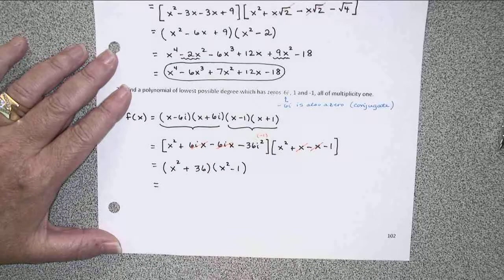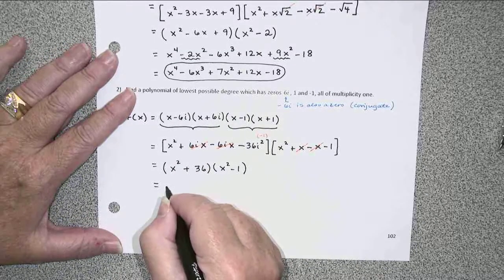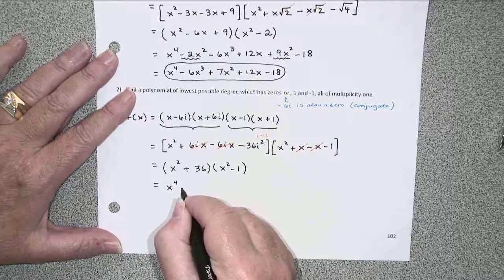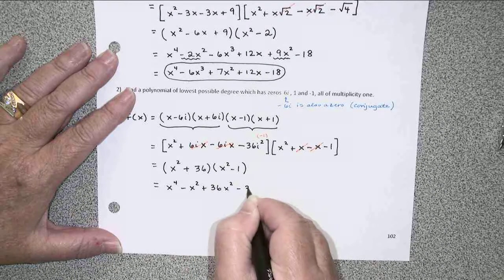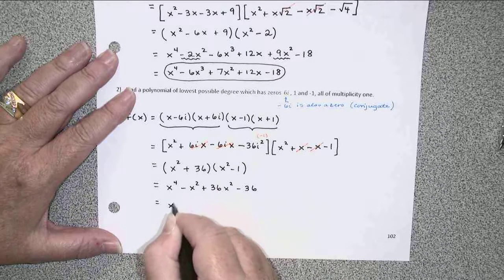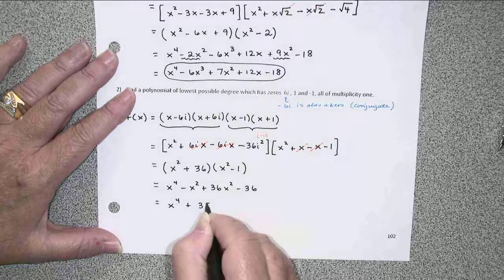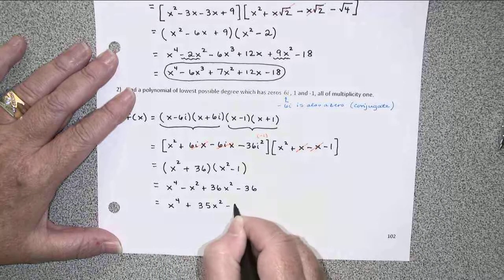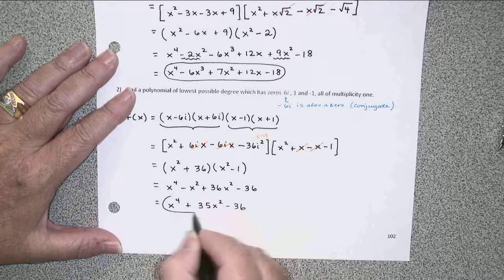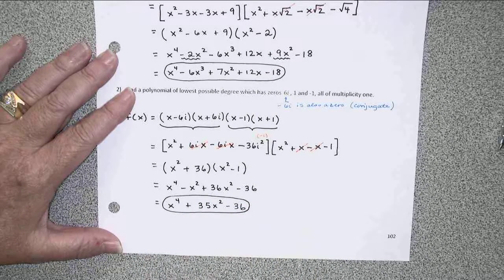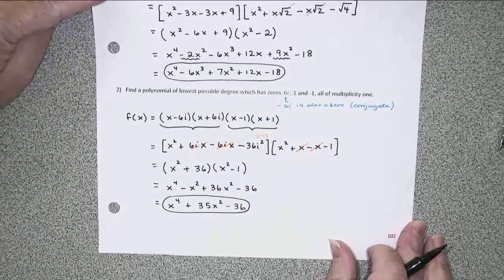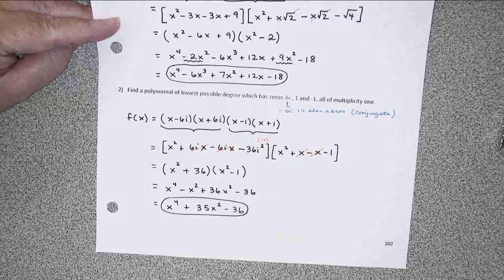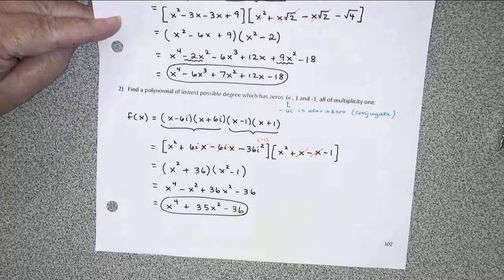Finally, let's multiply that out. Just binomial times binomial, so FOIL or double distributive law. And it looks like we're going to get x to the fourth plus 35x squared minus 36. Okay. So again, what we're really concentrating on here is if we have an imaginary or a radical as a solution or a 0, we automatically get the conjugate as well.